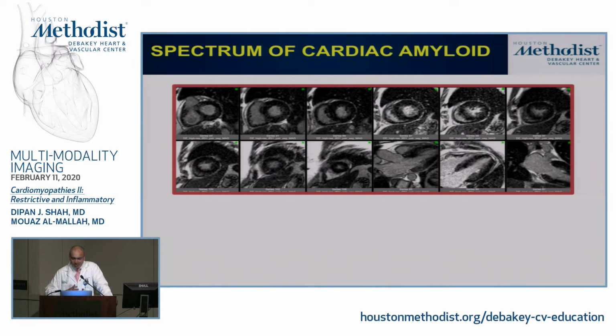An important thing to keep in mind, though, is that some of the classic images that we saw of cardiac amyloidosis were ones where there was extensive diffuse hyperenhancement, but really there may be a spectrum here, and this is one case that we had recently where the amount of hyperenhancement is really not that striking.